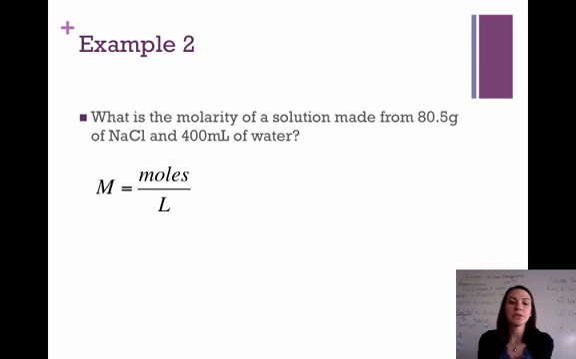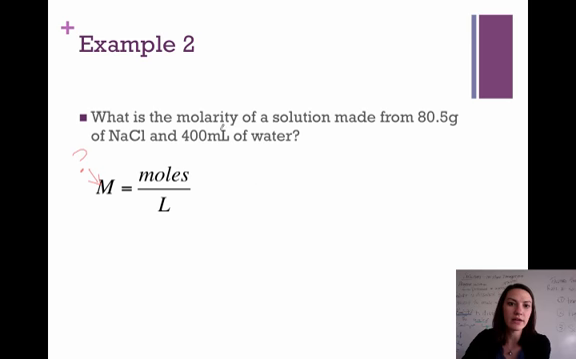Example number 2 is a little bit more challenging for 2 reasons, so watch for the 2 things that make it difficult. What is the molarity of a solution made from 80.5 grams of NaCl and 400 milliliters of water? There are 2 pieces of information. We don't have molarity, that's what we're looking for, so I can write that down. But we don't have moles or liters yet, so we have to do some work for both of these.